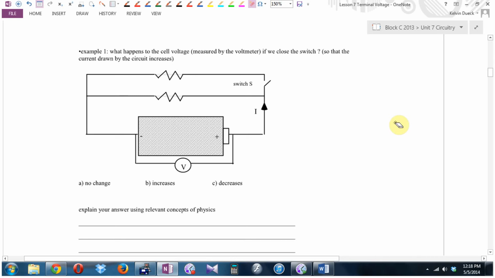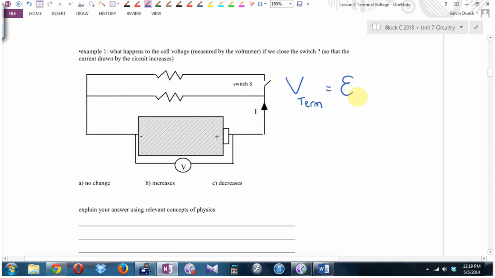Example 1. Hey, what happens to the cell voltage measured by the voltmeter if we close the switch? Well, the cell voltage, which I'll call V terminal, the actual measured voltage. Did anybody have a formula sheet? What do they call it on your formula sheet? Can you find the equation that has the little EMF symbol? I know it's got a plus or minus. We'll get into that. Do they use VAB or V term? V term. They use V terminal? Okay.